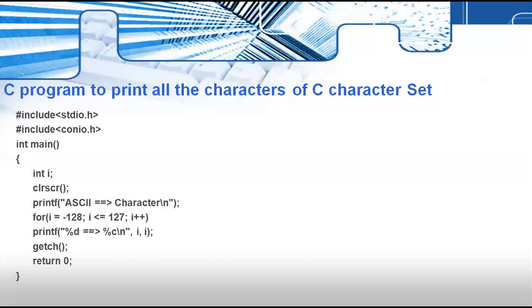Once the for loop ends, that is, after printing all the 256 values, the program will come away from this for loop. Then it will wait for a keystroke on the keyboard and display the result. Suppose I do not use the getch function, then it will display the output and come out of the program directly. So to see the output, we need to press Alt F5.